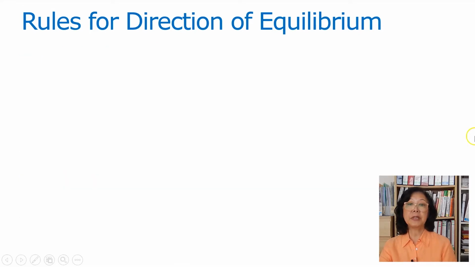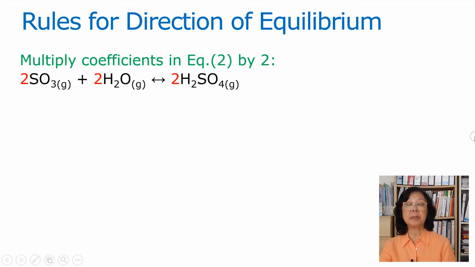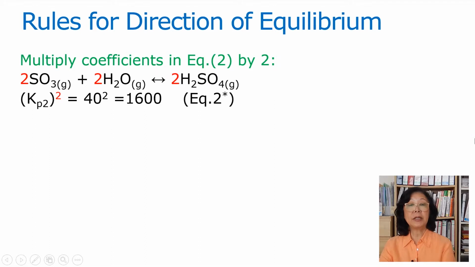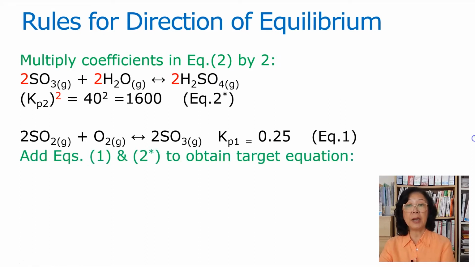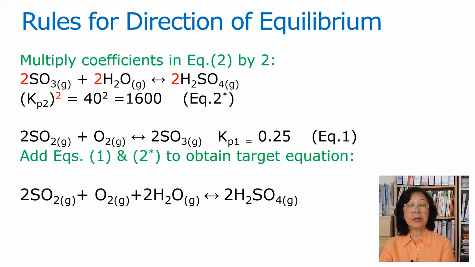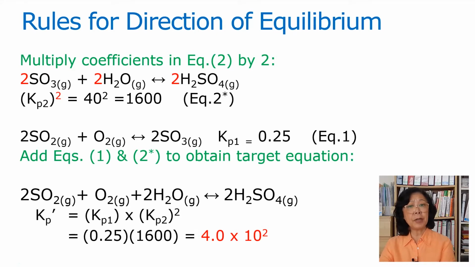So here is what I just said earlier. Multiply the coefficients in equation 2 by 2, and then take the square of the equilibrium constant. Then you add up equations 1 and 2 together, and you get the target equation. And then we multiply the new equilibrium constants together, which is 0.25 times 1600, which is 400.